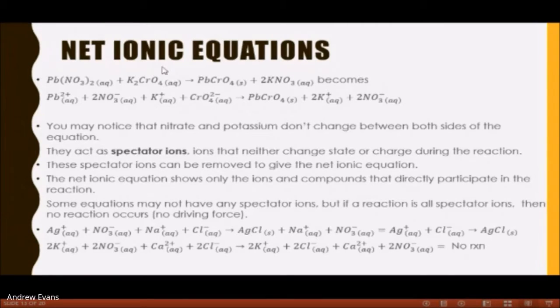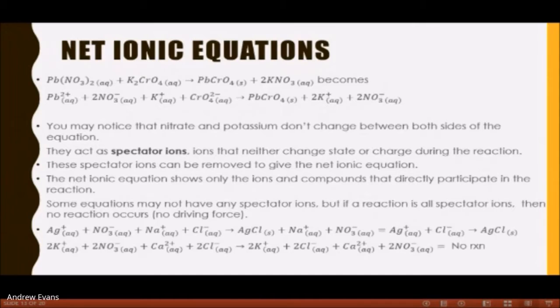So the first thing we're going to need to be able to do is write a net ionic equation. The ionic equations are when we break down all the aqueous compounds into the individual ions. So hopefully you'll notice that the nitrate and the potassium ions are the same on both sides. You have potassium aqueous on the left, you have potassium aqueous on the right. You have nitrate aqueous on the left, you have nitrate aqueous on the right. And they remain just aqueous.